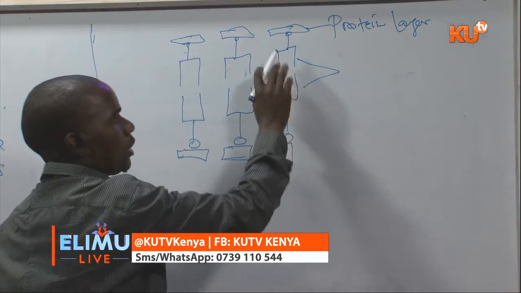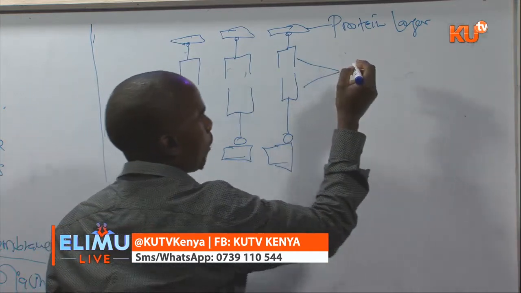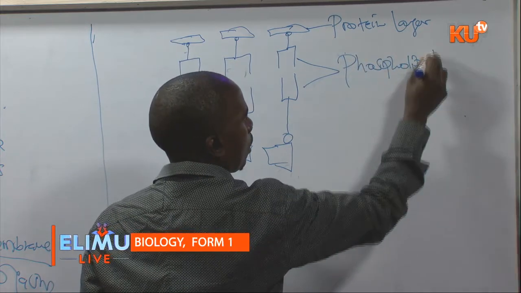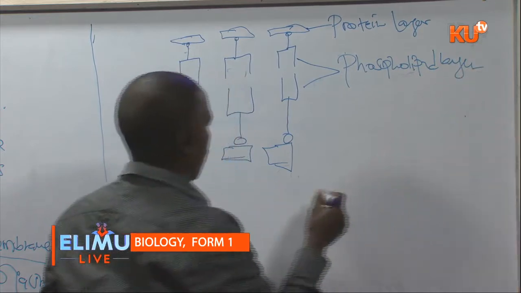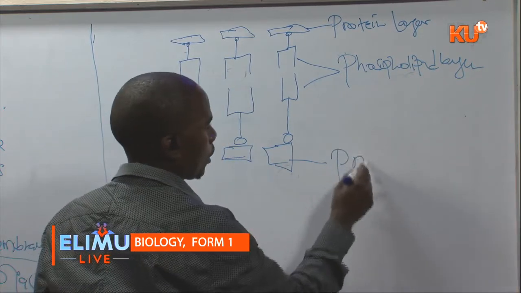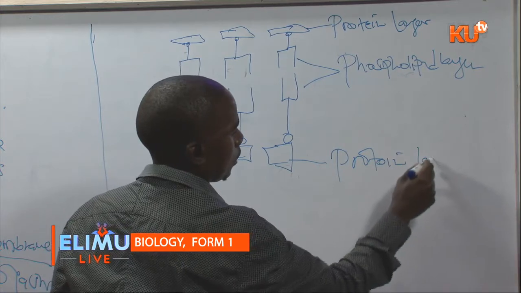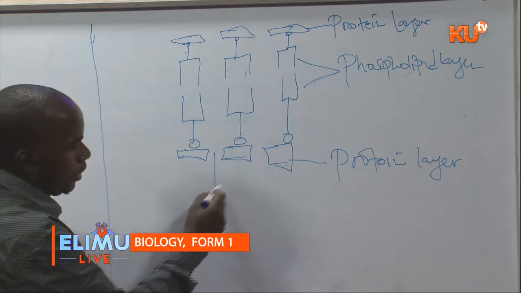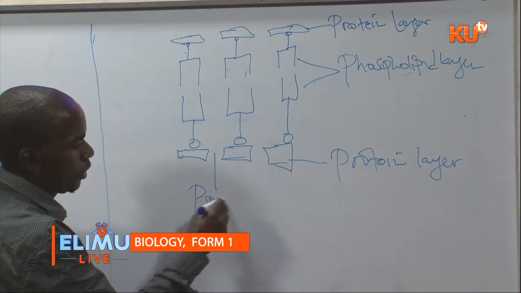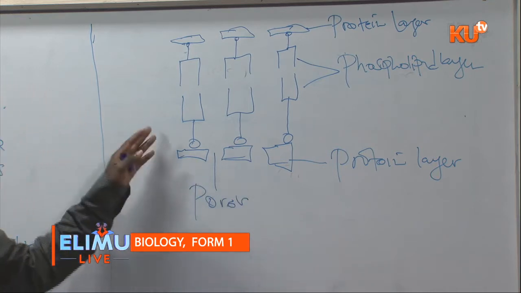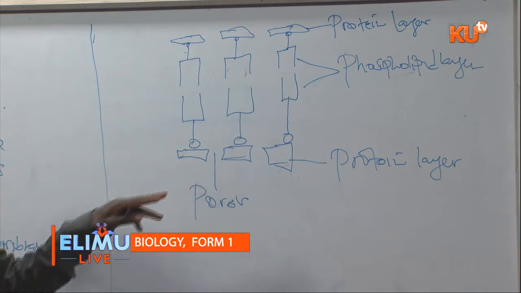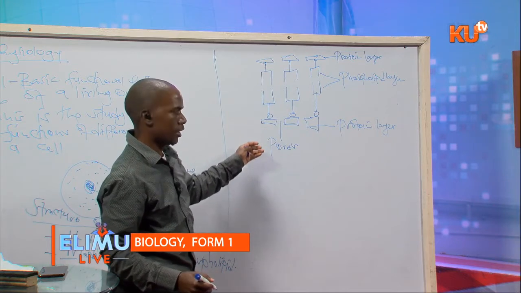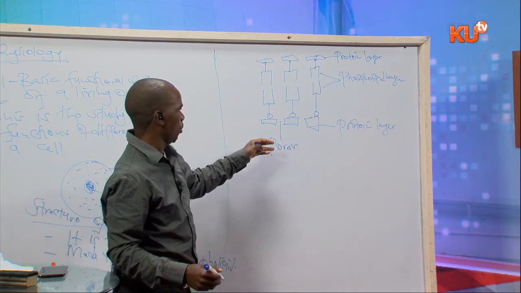In between here, the two, this is what we now refer to as the phospholipid layer. Here, this one is also the protein layer. This is the protein layer. Here, we have what we call the pores. Of course, the pores, this one here, is the one that allows the movement of substances inside and outside the cell. A pore is just a hole.